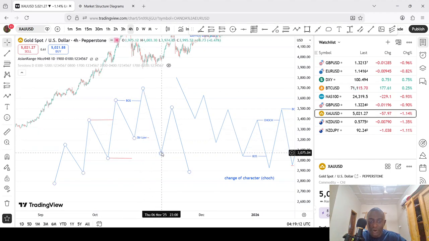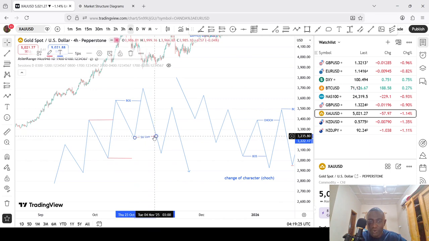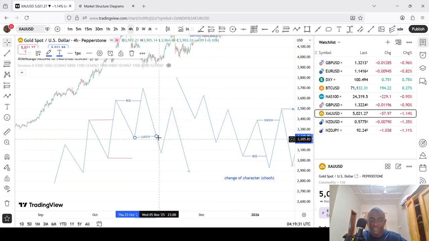So with this, we can see that from this session, instead of price respecting here, it broke through and came around this zone. So this zone is no more strong. You get it? It is no more strong. Once it is no more strong, because price broke through this stage, we say that the character changed around this phase. So we call it change of character.